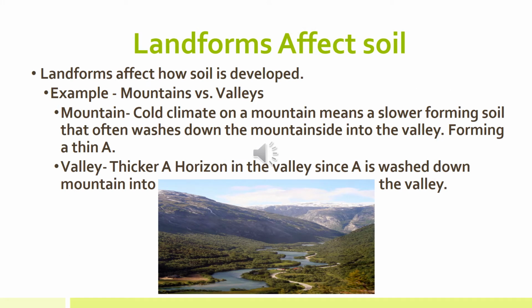Moving on to landforms. It depends on the type of landform that you have. For example, if you have a mountain versus a valley, the mountain has cold climates, meaning you're going to have slower formation of soil. But think about it. A mountain is high and it has a steep hill. So what's going to happen? Whenever it rains, the soil that was created eventually is just going to wash down the mountainside and into the valley. Therefore, the mountain itself is going to have a really thin A horizon.